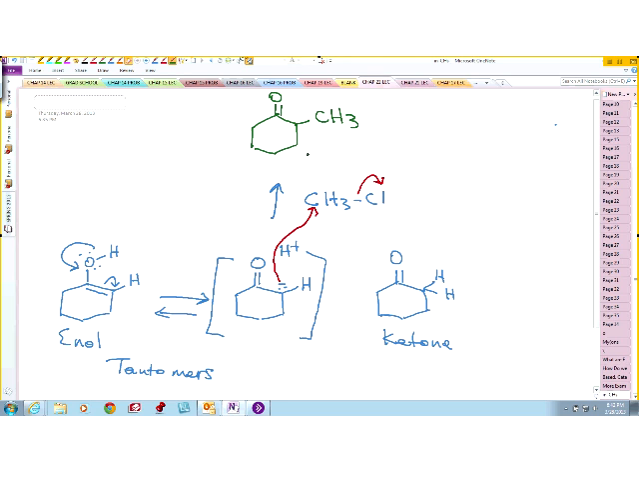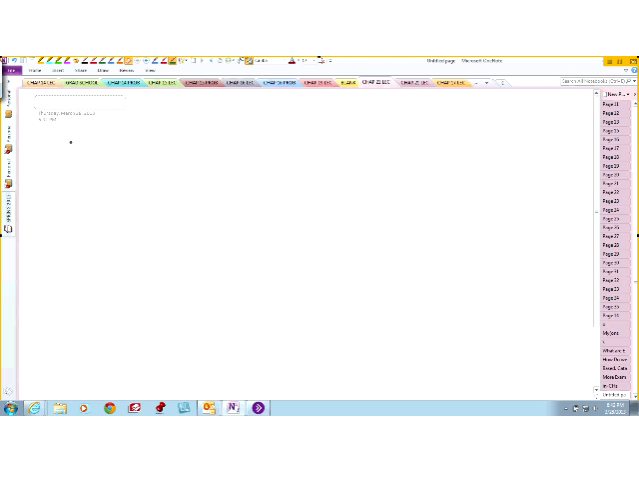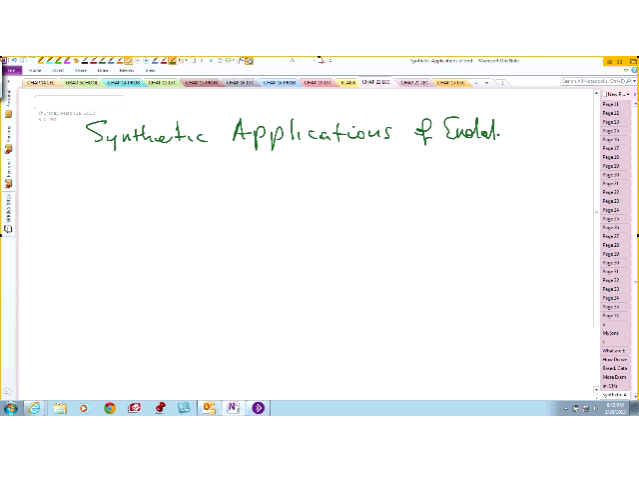So what this now leads us to is the synthetic application of enols. Now we are going to begin to discuss the synthetic application of enols. Keep in mind, the only reason that we have interest in enols is because we can use them synthetically to make our molecules. Now, synthetic applications of enolate anions.